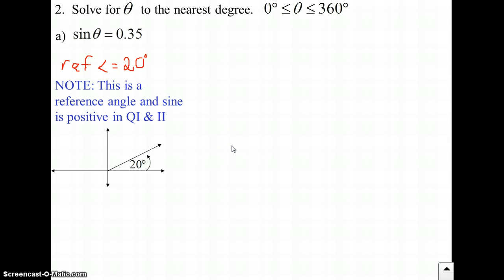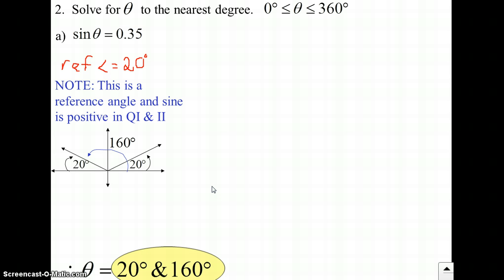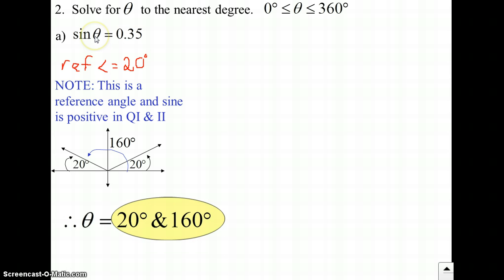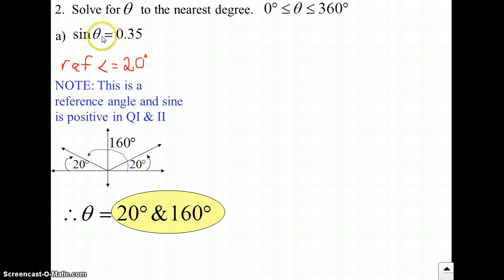So if I draw a 20 degree reference angle in quadrant 1, well, in standard position it is still 20 degrees. If I draw a 20 degree angle in quadrant 2, well, the angle in standard position is now 160 degrees. Those are the 2 solutions for this equation. Theta could now equal 20 degrees in quadrant 1 or 160 degrees in quadrant 2. If you plug in 20 or 160 for theta and you go sine of 20 or sine of 160, it'll give us approximately 0.35.